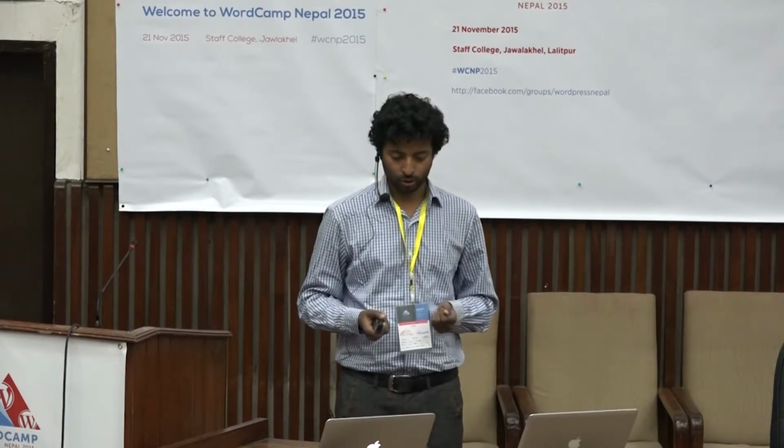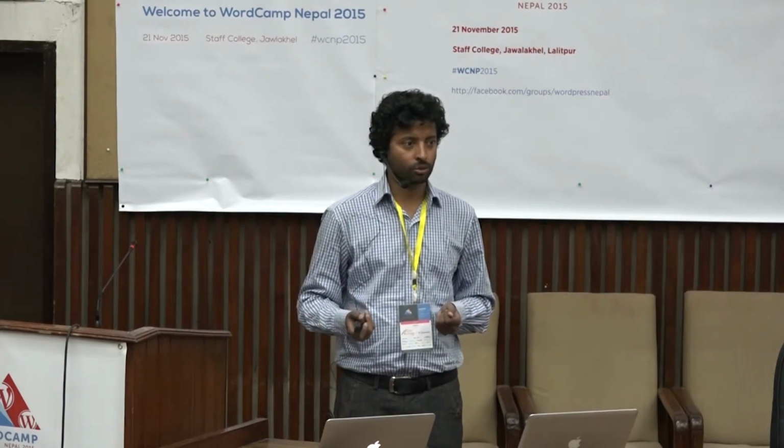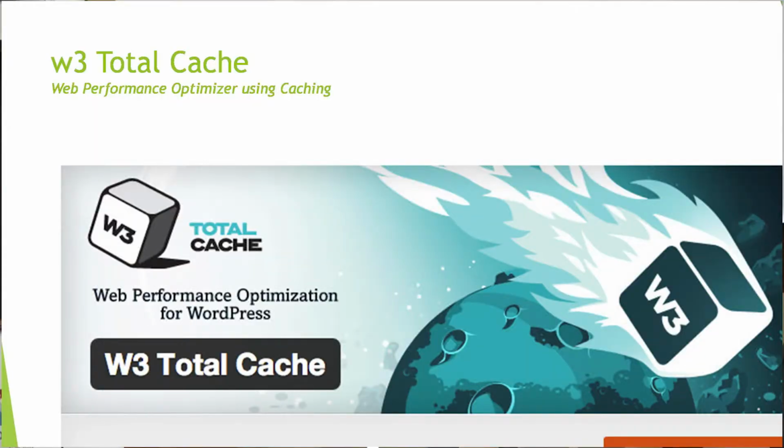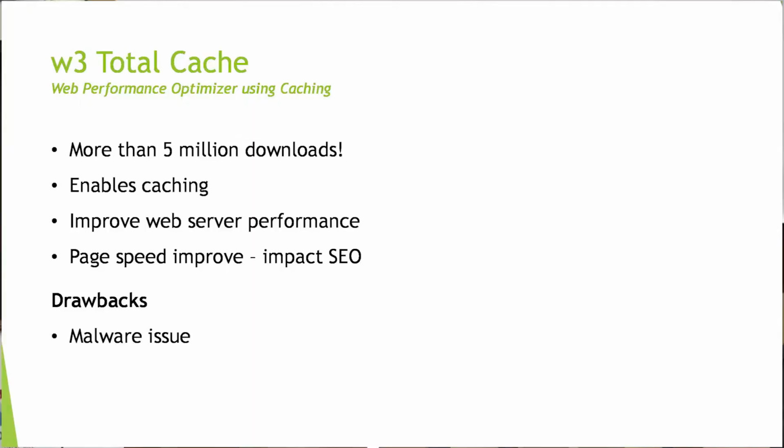Another plugin, W3 Total Cache, is a very popular plugin for cache. It has more than 5 million downloads, very popular plugin. It enables caching and also helps to improve server performance. And because it helps to improve the speed, it also impacts SEO. The drawback that I personally found with this plugin is that once we had a malware issue, but again, it was rapidly solved by this company. That's not a big thing, but I had a personal experience, so I mentioned it here.